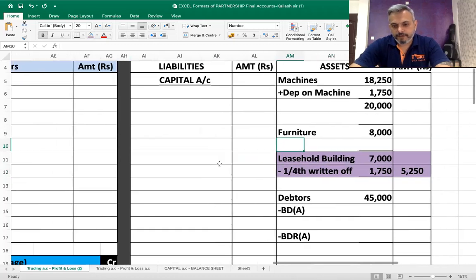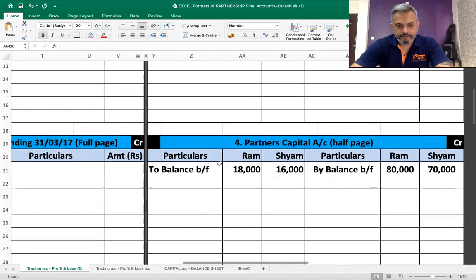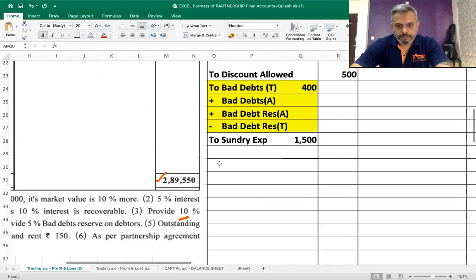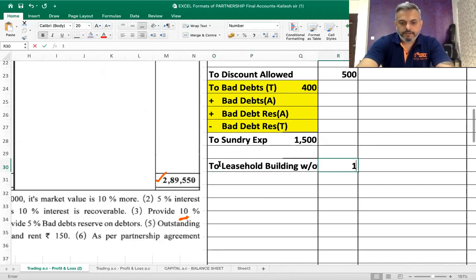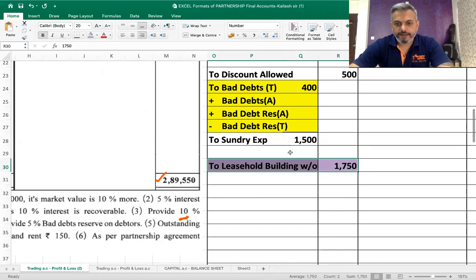Now we give the second effect. To leasehold building, written off 1750. To leasehold building, written off 1750.